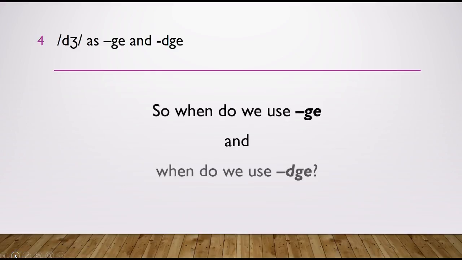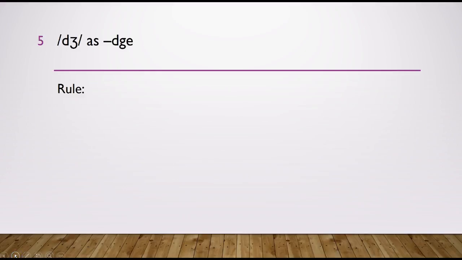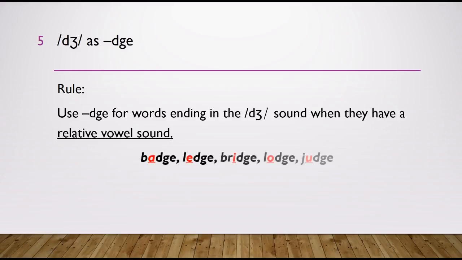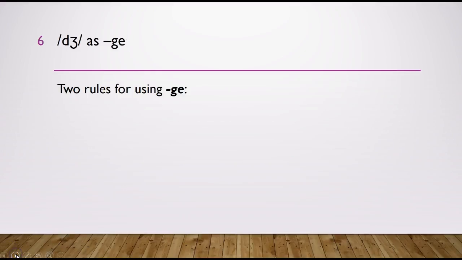So when do we use GE and when do we use DGE if they both make the same sound? It's a really straightforward rule with DGE. We use DGE for words ending in the j sound when they have a relative vowel sound. In other words, a, e, i, a. Some people call them short vowel sounds. So in words like badge, ledge, bridge, lodge, or judge. So the DGE rule is pretty simple.